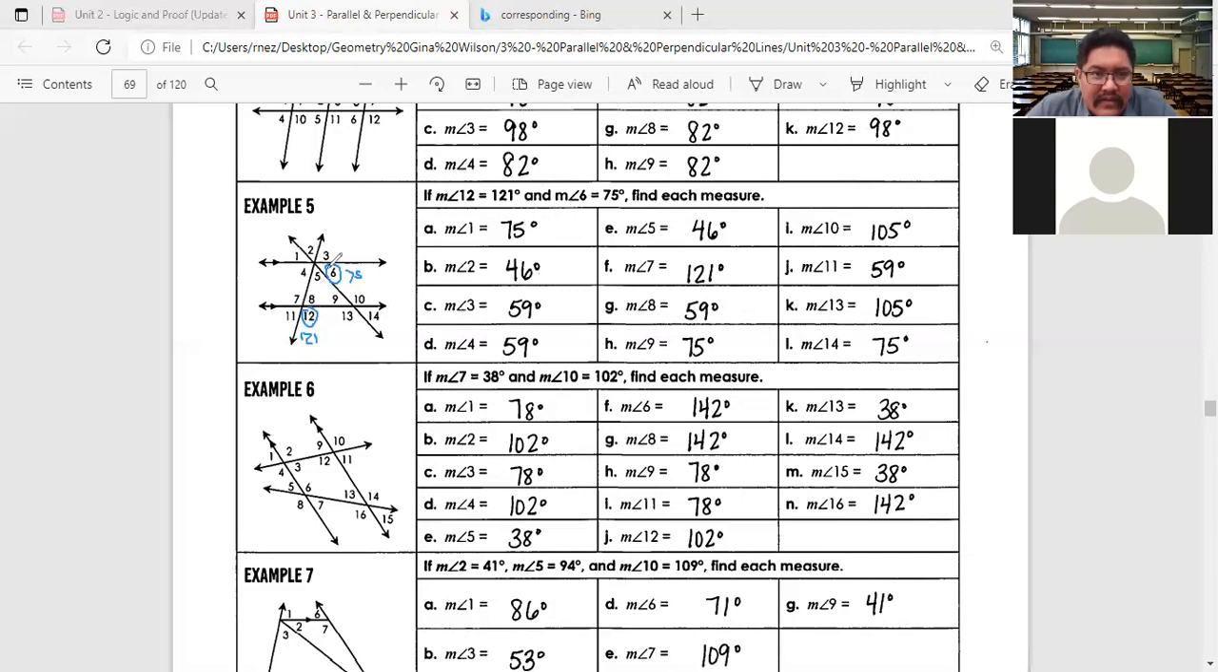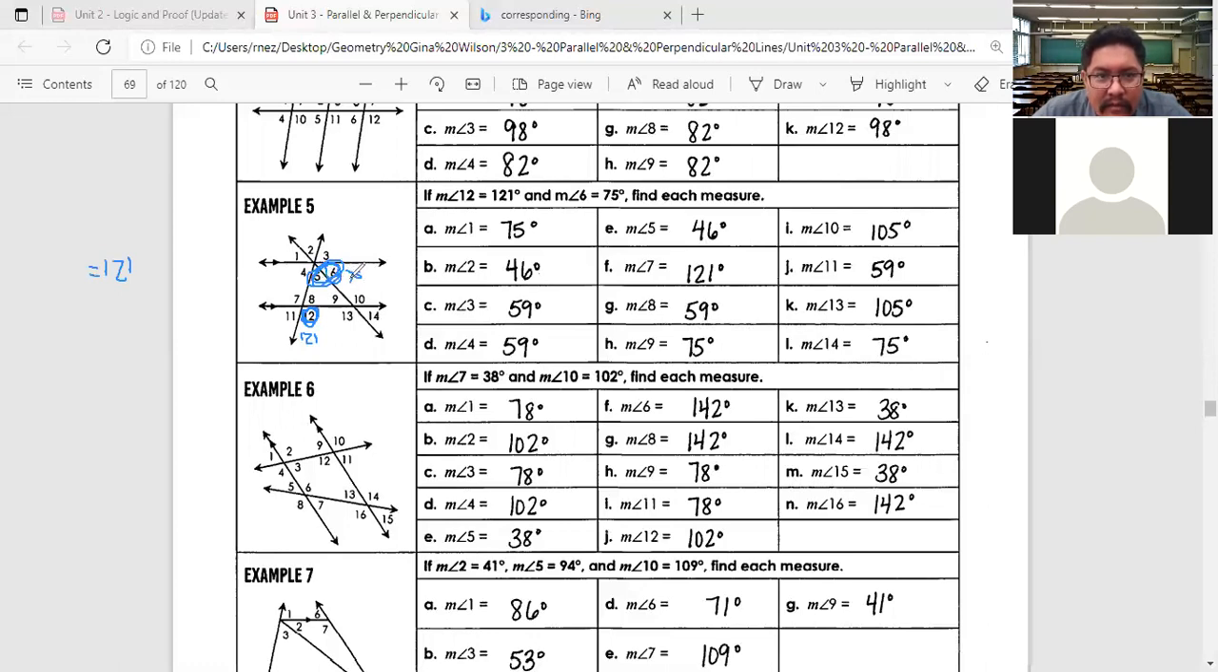So since we know this is 75 here, 75 there, it looks like we're going to have to try to find angle number 2. And that seems like it would be a bit of a chore. Now, one thing we can do is look at 5 and 6. That would match right here, angle 12. 5 and 6 add up to 12. So we know that we have 121 here.